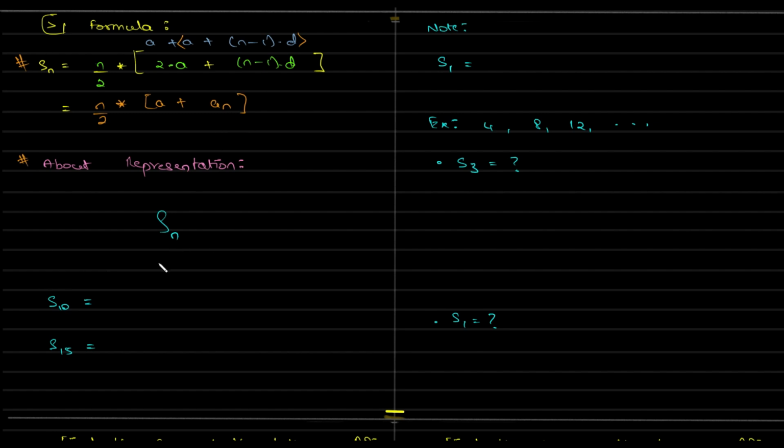Now, about the representation. Sn, what does it stand for? It stands for the sum of the first n terms of the AP. So when I say S10, it is the sum of the first 10 terms. S15 stands for the sum of the first 15 terms.